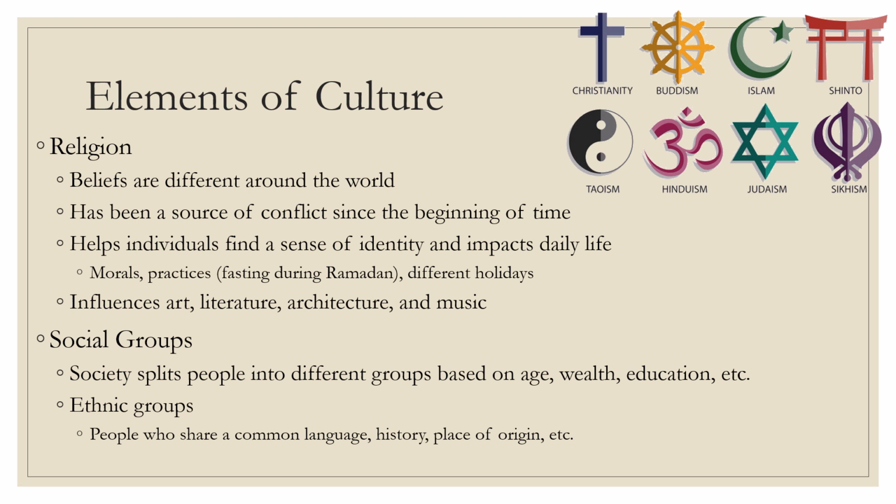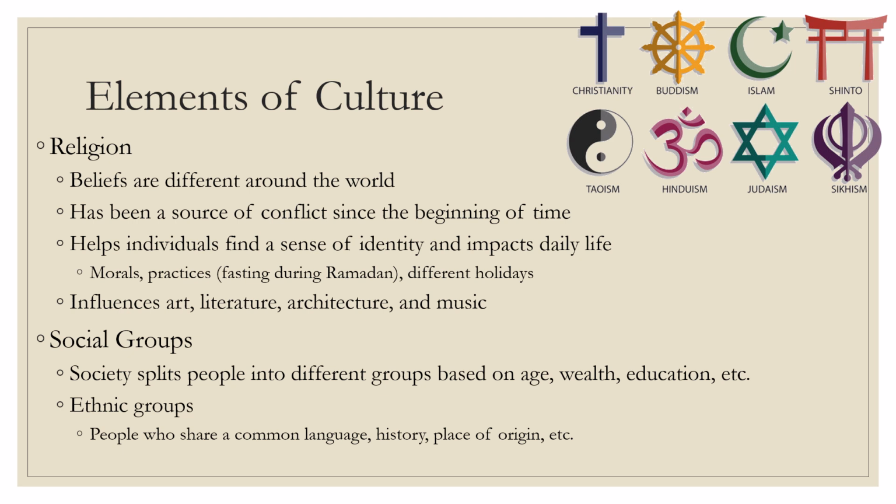So then we also have ethnic groups. So hopefully you hear the word ethnicity a lot, and we'll talk about lots of ethnic groups. But this is a specific group of people living in a country, and they have a common language, a common history, a common place of origin, a common religion. All of these things work together to kind of separate them and group them off. And then we also see a lot of fighting between ethnic groups because of those differences.